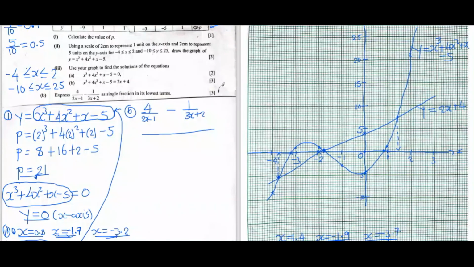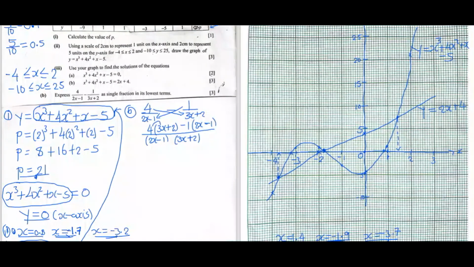We need to find the lowest common denominator, which is we just have to put the two denominator expressions in brackets. So if we divide 2x minus 1 into 2x minus 1 times 3x plus 2, this will cancel. So we are going to have 4, we'll multiply with 3x plus 2, minus, we're going to have 1 times 2x minus 1. So the pattern is the 4 will multiply with this one, then the 1 will multiply with this one. Then we can expand.